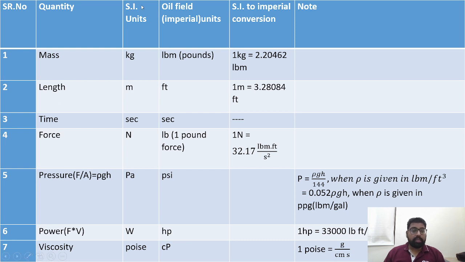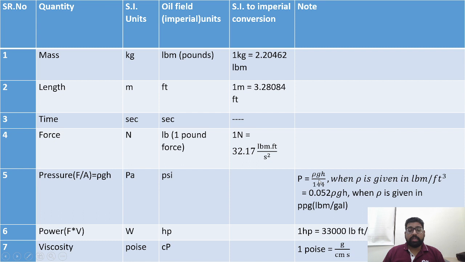The pressure in SI units has the unit pascals, whereas in imperial units we have PSI. Power again is watt in SI, and here we use horsepower. For viscosity we use poise, and here we use centipoise. Now, if you look at pressure, the formula for pressure is rho g h.